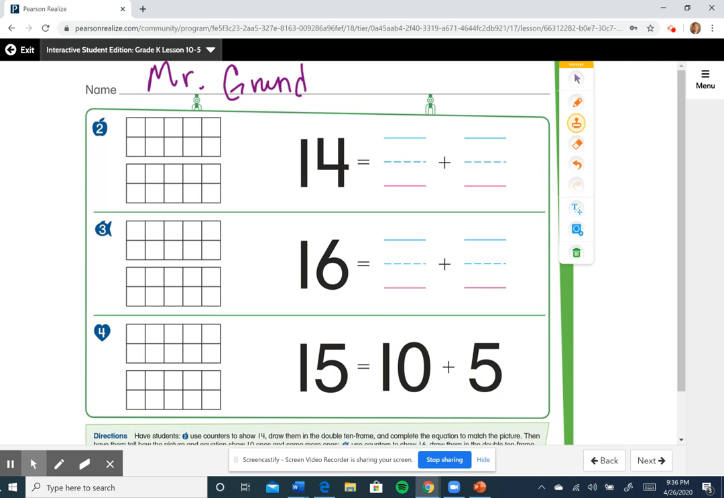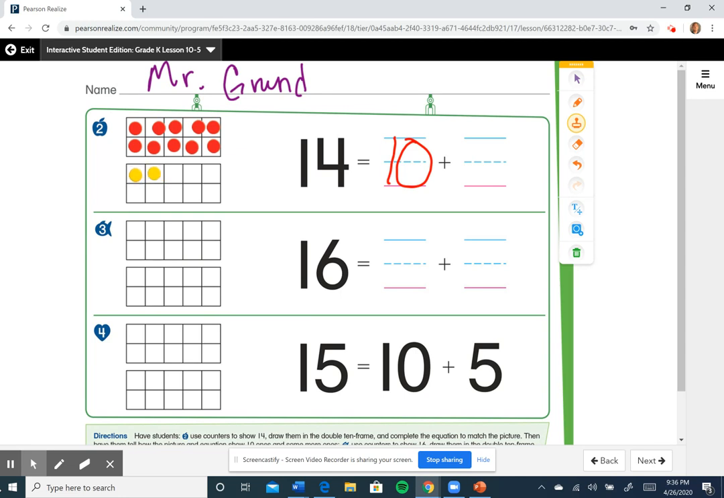So we have 14, so we know that's bigger than 10. So our first 10 frame is going to be completely filled. All right, so we're going to write our 10. Then we need to add counters to get to 14. So we have 10 here, and we're just going to add a counter and count until we get to 14.